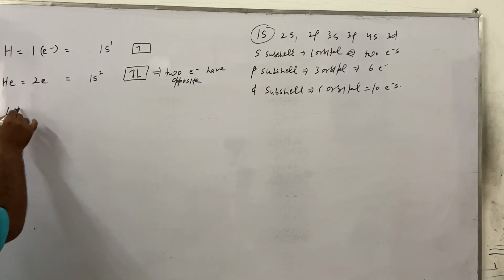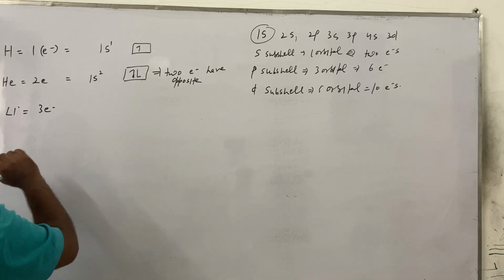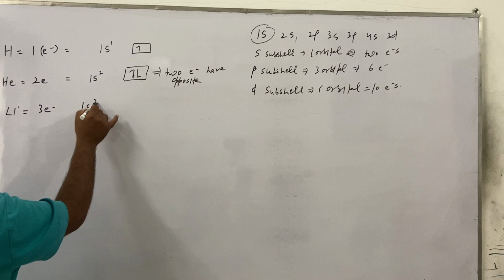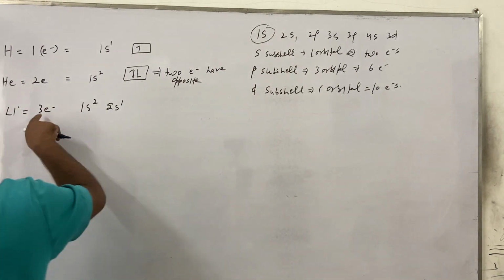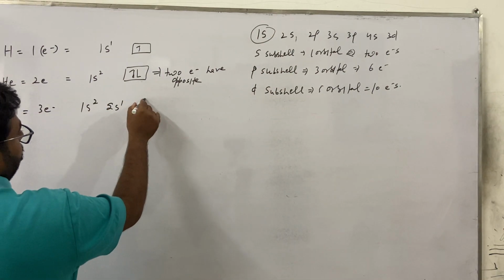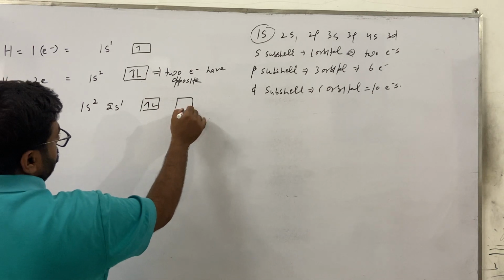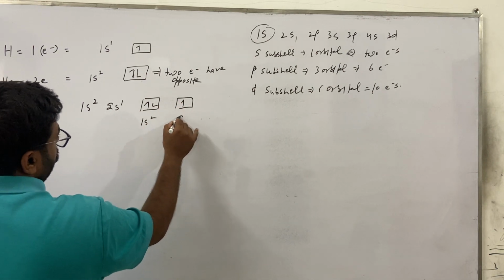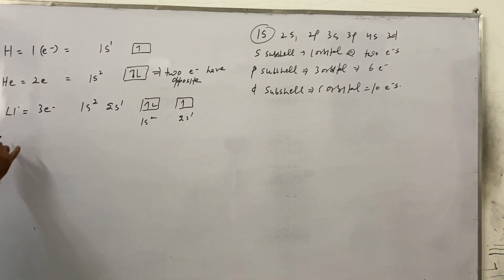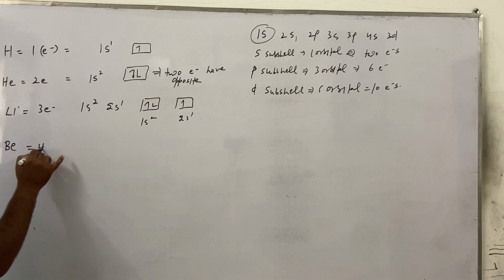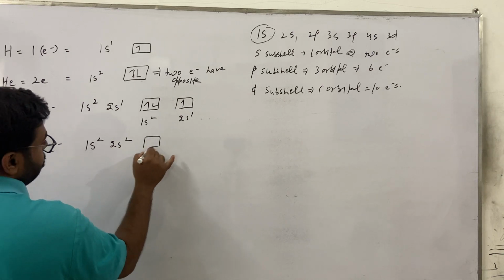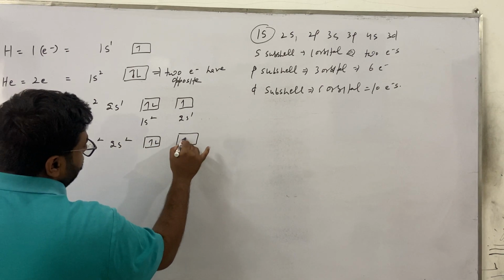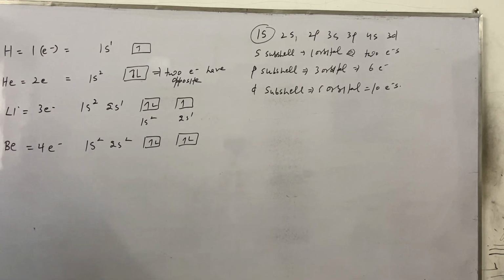Now we have lithium, three electrons. So how can we write it? 1s2 totally filled, 2s1. The next shell is 2s. So the third electron will go in the 2s shell, and we can write it as 1s2 2s1. Next is beryllium, 4 electrons. We can write it as 1s2, 2s2. That means both the subshells will be filled completely.